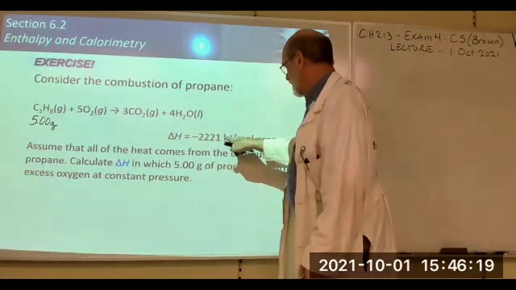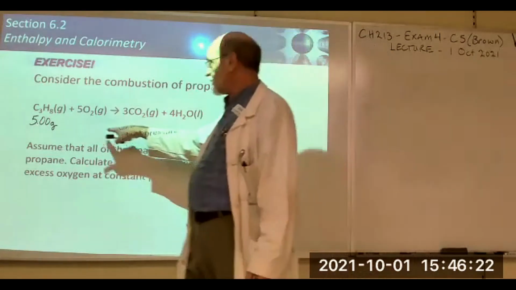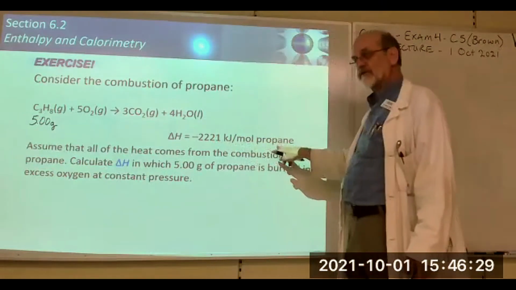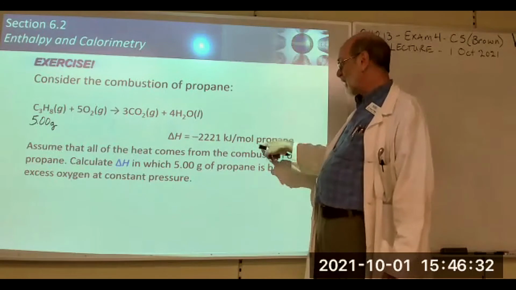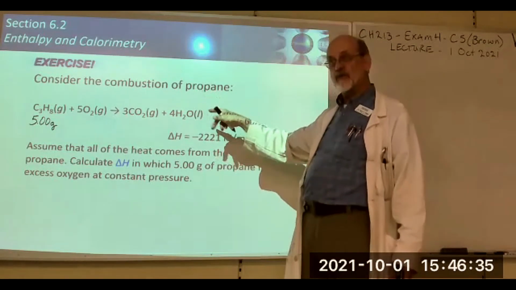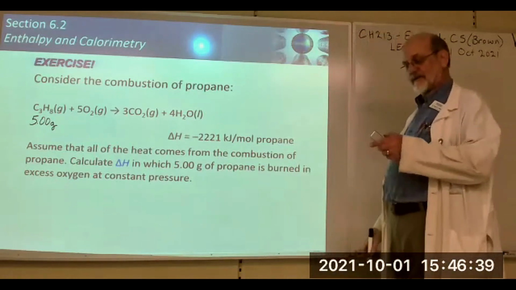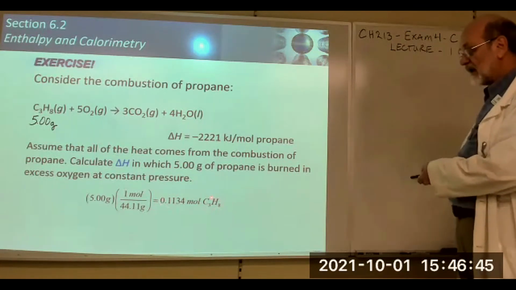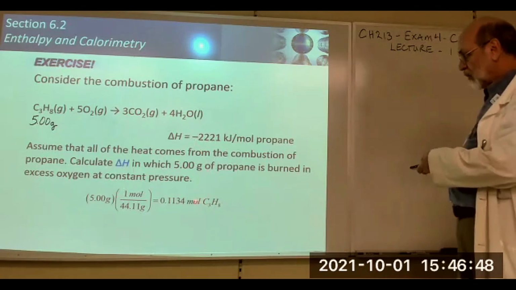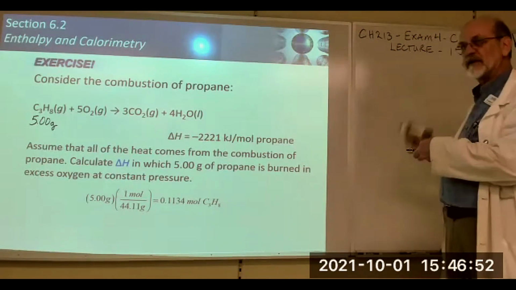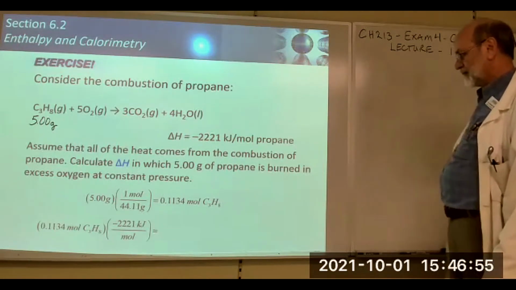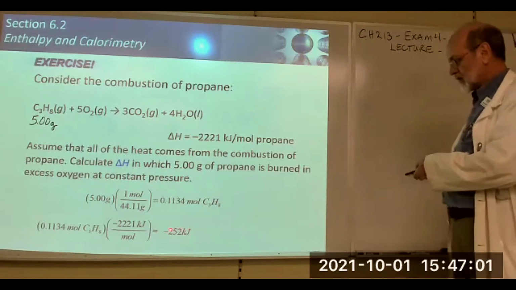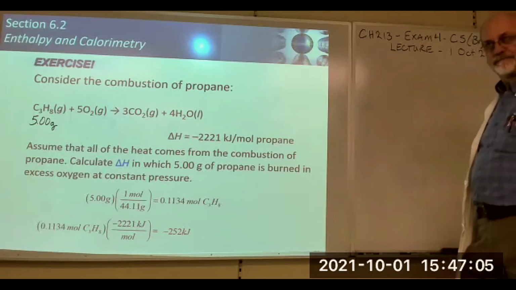If this is in terms of moles of propane, all we need to do is use the molar mass to convert that to moles, and then use this as another conversion factor. Multiply that times moles, and the moles in the denominator cancels the moles in the numerator, and we end up with kilojoules. So there we convert to moles of propane. It's 1/10 of a mole. Then moles times this per mole leaves us with energy. 5 grams of propane will give us this much energy: 252 kilojoules.